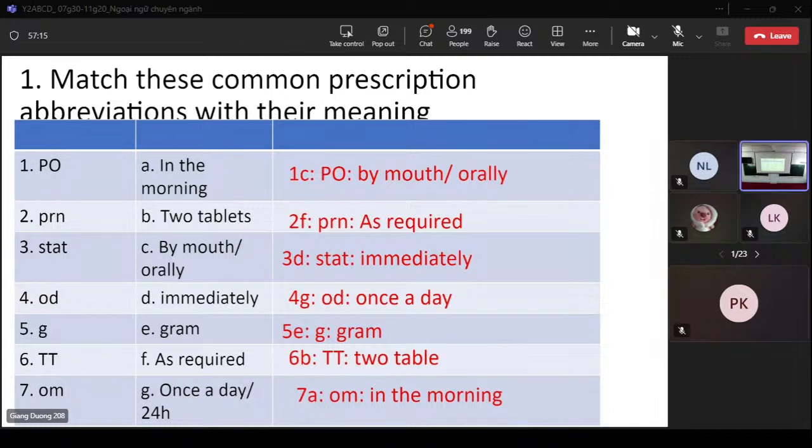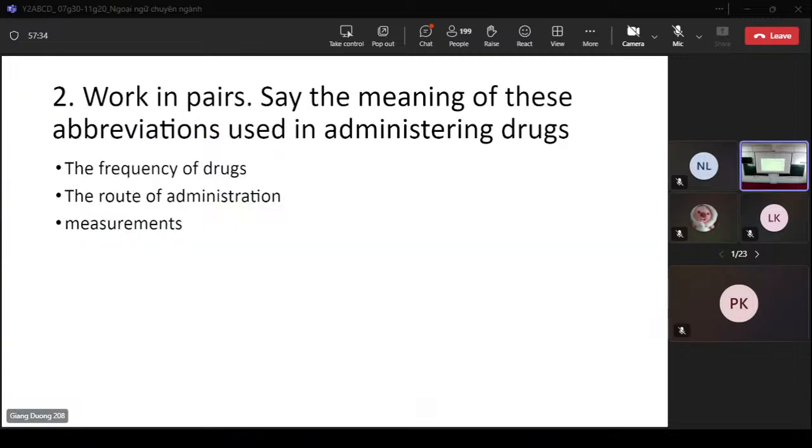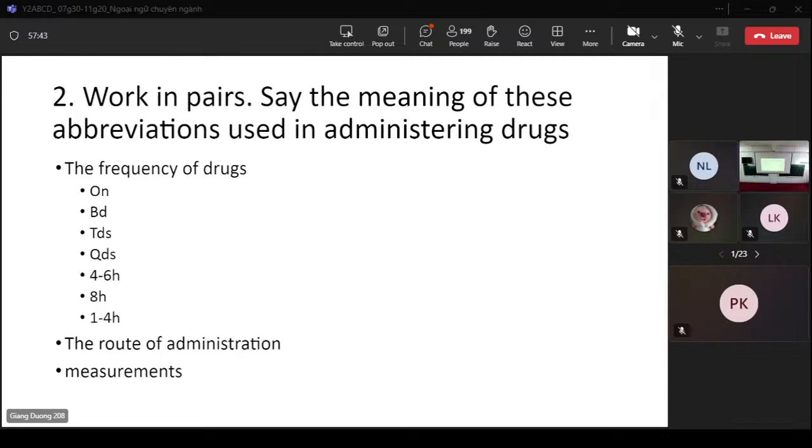I'm sending the photo of this slide to Tuấn Anh, to the group of the monitors. So you don't need to take pictures here. Now to know more about the abbreviations of frequency, the routes and the measurements, please have a look at exercise number 2. Firstly, the frequency of drugs. Now you have 5 minutes on this task.